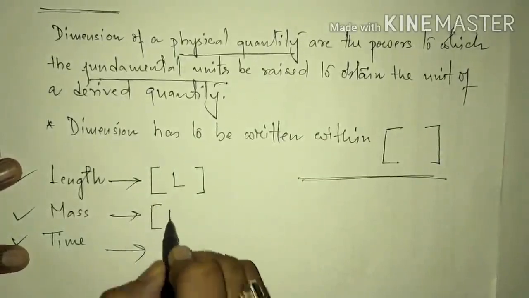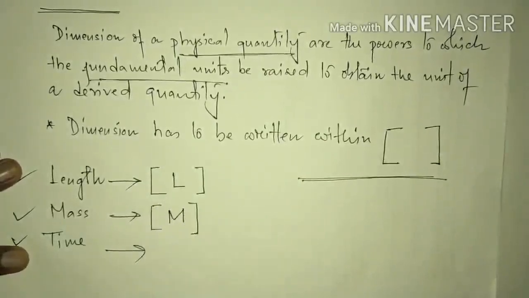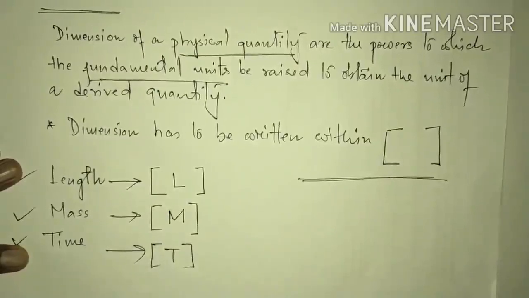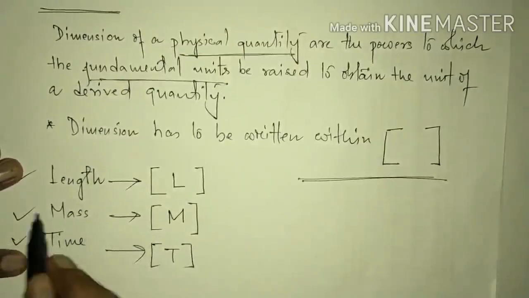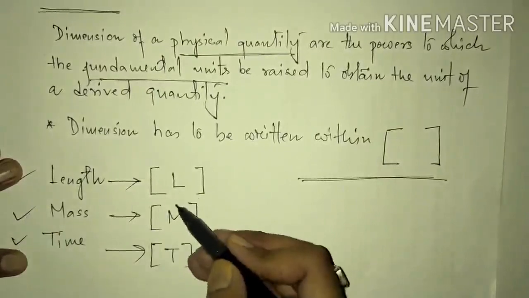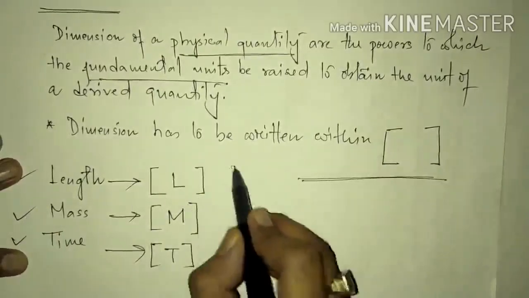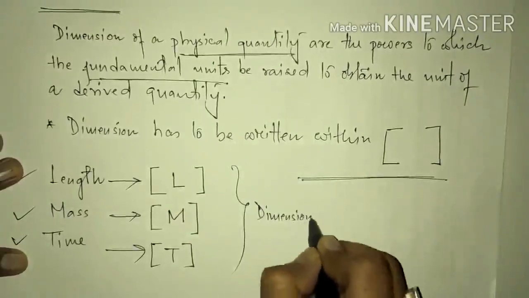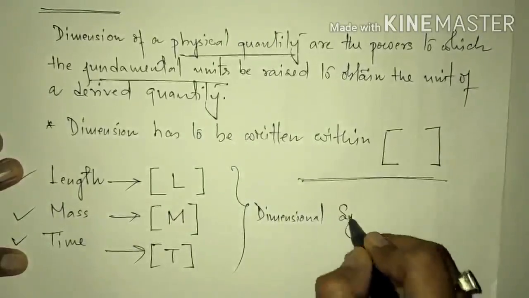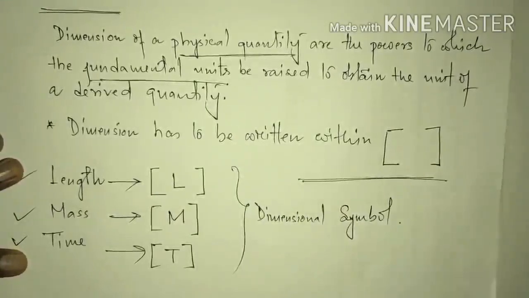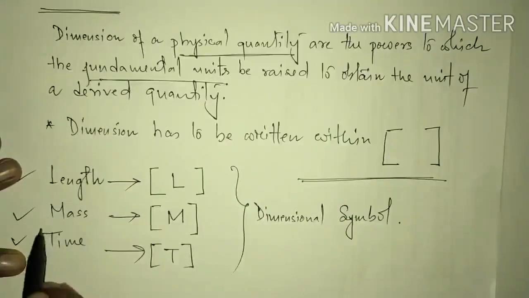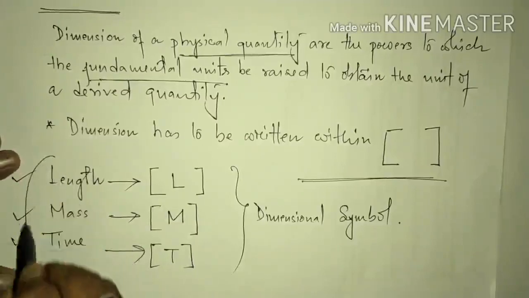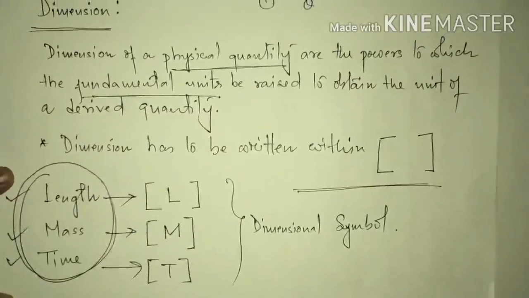So for mass, the dimensional symbol is this. For time, it is this. So you just remember, the dimensional symbol of length is this one. These are all dimensional symbols. Dimensional symbol of length, dimensional symbol of mass, dimensional symbol of time. Now you see length, mass, time, all these 3 are fundamental quantities.